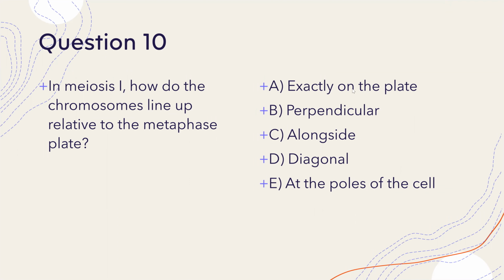All right, perfect. So in meiosis 1, the chromosomes do line up alongside, and that's because there's 2 homologous chromosomes, and each one lines up alongside the metaphase plate. So one homolog will go to one daughter cell, and the other homolog will go to the other daughter cell. I wanted to point this out because this is a key difference from mitosis.